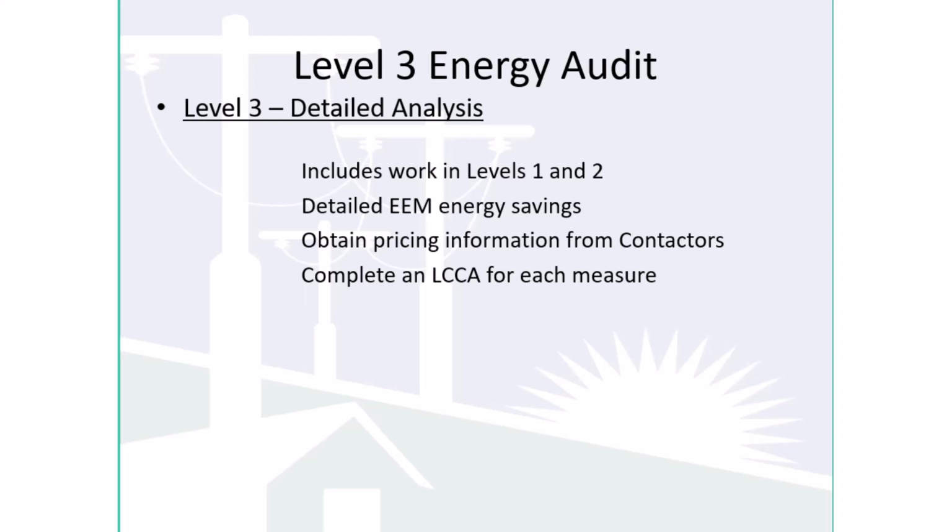Of these three levels, levels 1, 2, and 3, level 1 is very common, a quick walkthrough, and that gives the owner and the auditing engineer sort of a broad picture. It's like, does this facility have plenty of opportunities, or is it running fairly efficiently already? Level 2 is probably the most common. And then level 3 is going to be reserved for those facilities that need that detailed analysis.